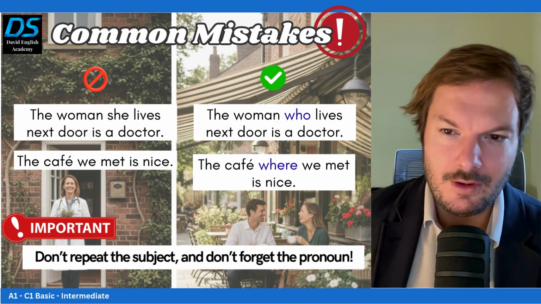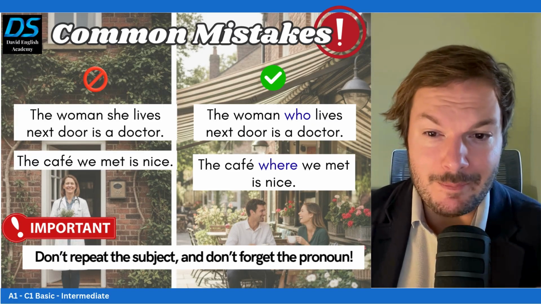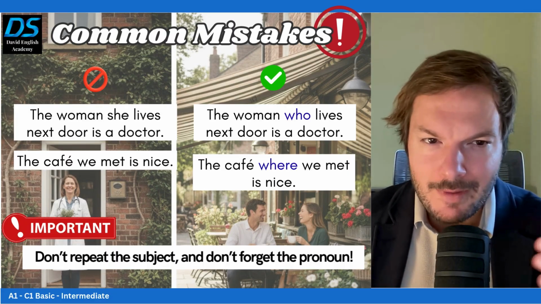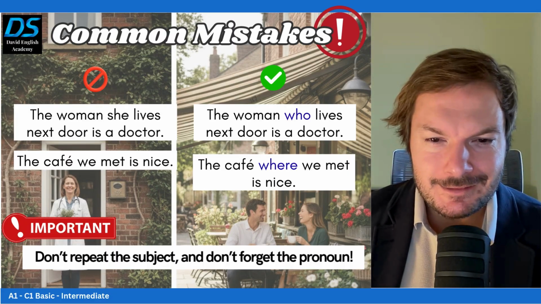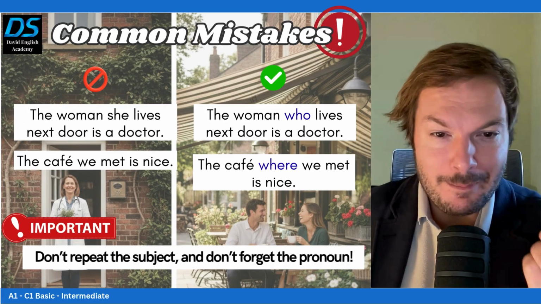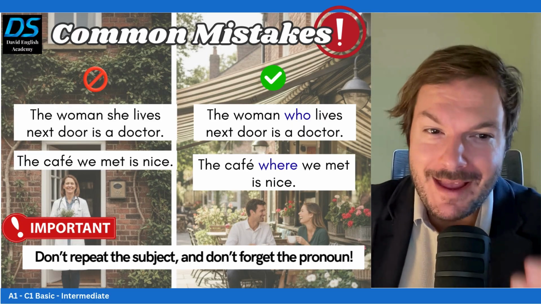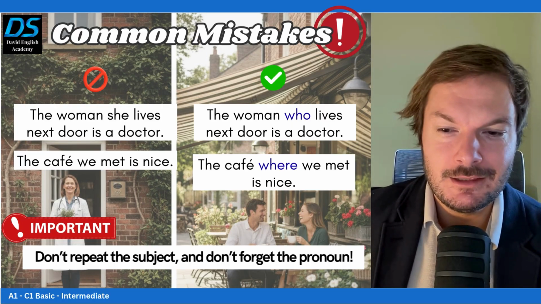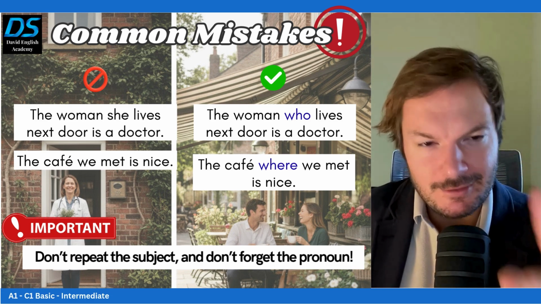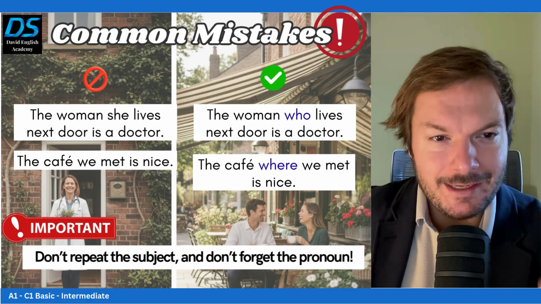Now let's go to the second common mistake. The cafe we met is nice. The cafe we met is nice. The cafe where we met is nice. The cafe where we met is nice. Important, important, important. Don't repeat the subject. And don't forget the pronoun.